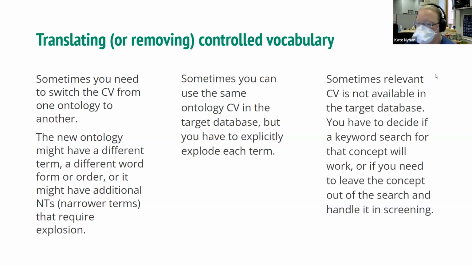And sometimes the relevant controlled vocabulary idea that you'd like to search for is just not present in the target database. Maybe because the target database has no controlled vocabulary, or maybe because the target database has controlled vocabulary, but doesn't include that particular idea in their ontology. So there's two options. You could decide to use a keyword search for that concept, or you could leave that concept out and apply it as a screening criterion instead of a searching criterion.